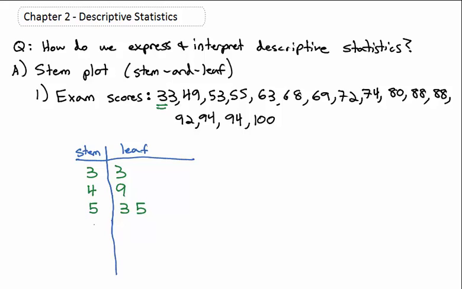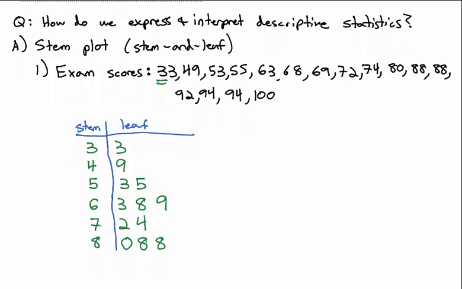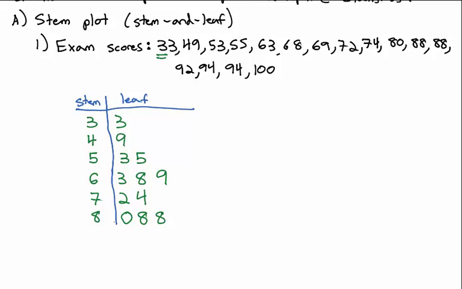We've got the 60s. We've got 63, 68, and 69. In the 70s, we have 72, 74. In the 80s, we have 80, so we need a 0. 88, 88. And then in the 90s, continuing on down, we've got 92, 94, 94, and 100 has a stem of 10 and a leaf of 0. So notice the leaves become the last digit.